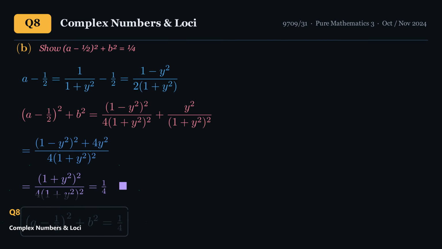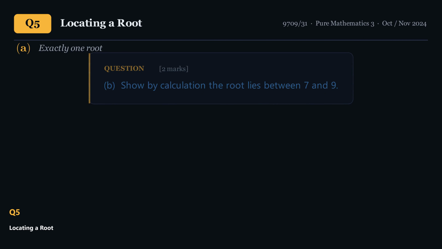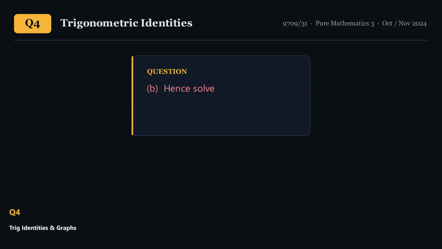A curve with a minimum and the area beneath it. An equation whose root you chase step by step. Trig identities that become graphs. Implicit differentiation. Integration by parts. Factors and remainders. Every step is on screen. Every line is explained. Question 1.